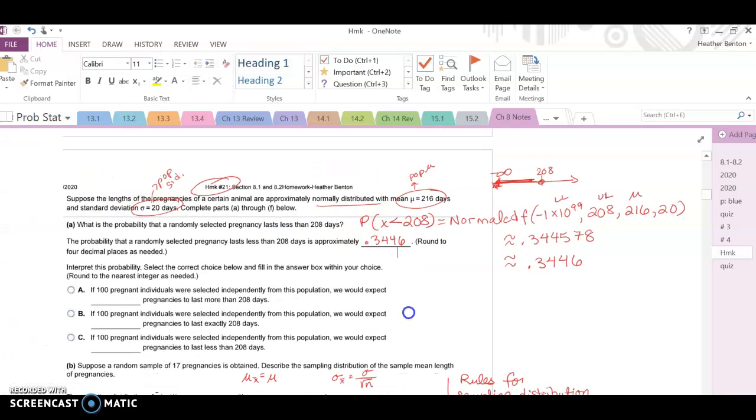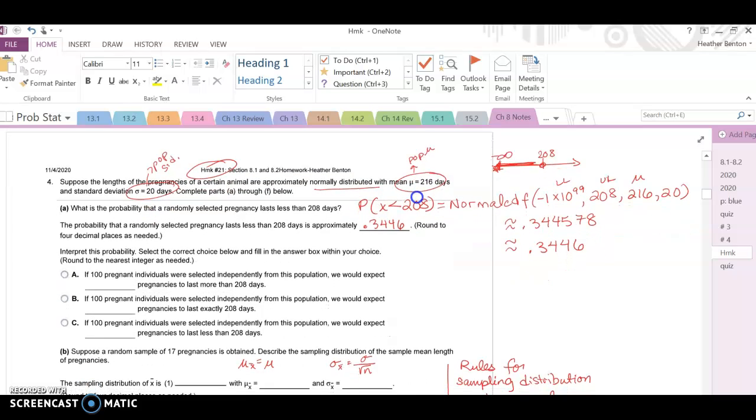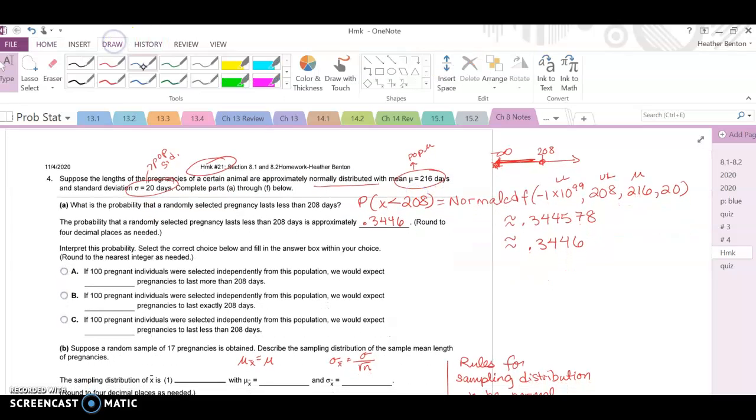And then the next thing it asks is to interpret that probability. And so we know we would go to the nearest hundredth place, 0.34 would be what that would be rounded to. So that'd be 34 out of 100, right? Oh, hold on, let me look at the sentences. We would expect pregnancy to last more than, no. So this is more than, this one's exactly, this one is less than, which was what we were looking for. So actually we're going to go for C down here, where 34 is less than.